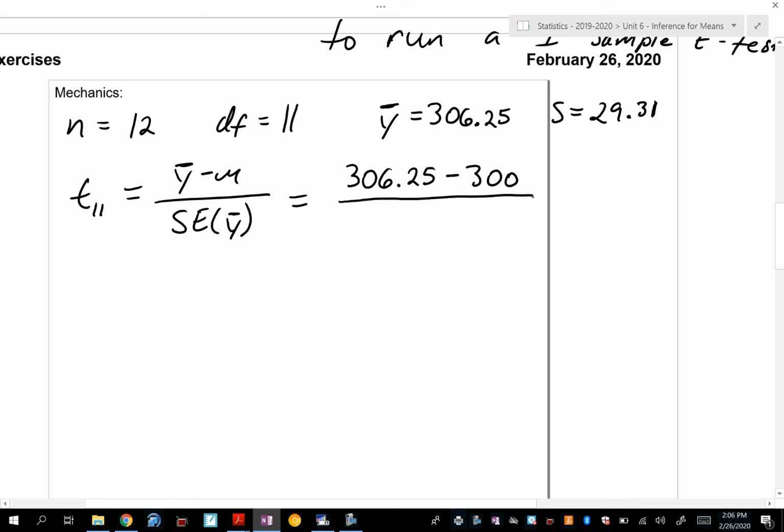Divided by, all right, and this formula is not the square root of PQ over N like we've done before. This is S over the square root of N. So it's going to be 29.31 over the square root of 12. You got it, Jarvis.